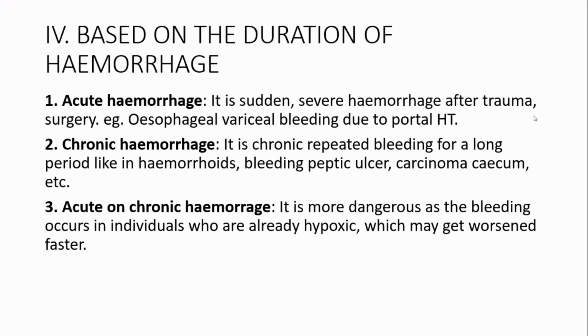There is another classification of hemorrhage, which is acute hemorrhage, chronic hemorrhage, and acute-on-chronic hemorrhage. Acute hemorrhage is after trauma, as we know, or after surgery. Chronic hemorrhage may occur in case of peptic ulcer disease or carcinoma of the cecum. You can see chronic hemorrhage, and the patient will have anemia, and there will be a different physiological pattern in acute versus chronic hemorrhage.